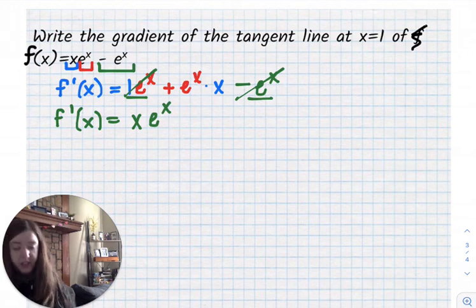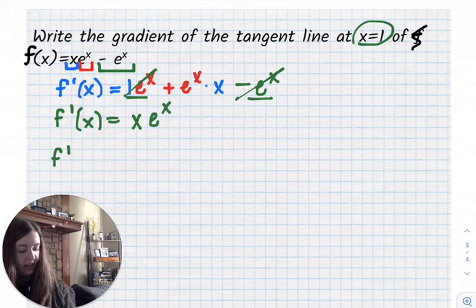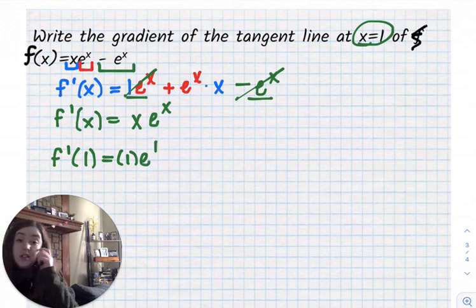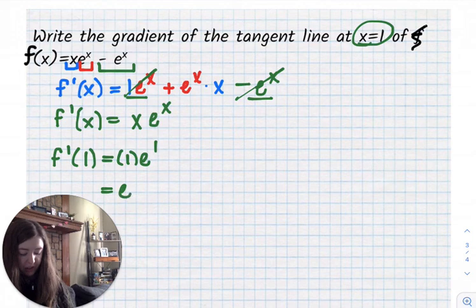So now we'll plug in 1 because we want the gradient at x equals 1. So we'll have 1 times e to the first. So that will just be e. And leave it like that. Don't put it in your calculator. Leave it like that. e is an irrational number. We don't need to know.